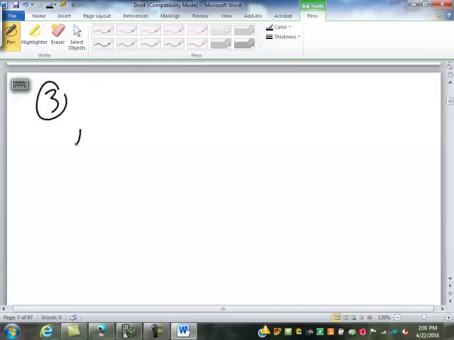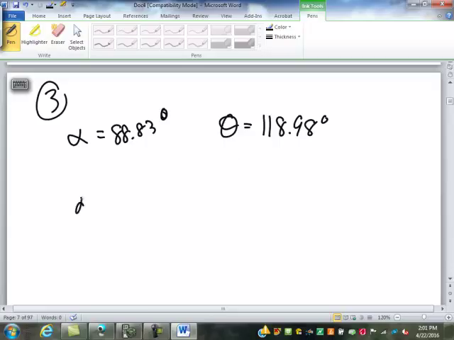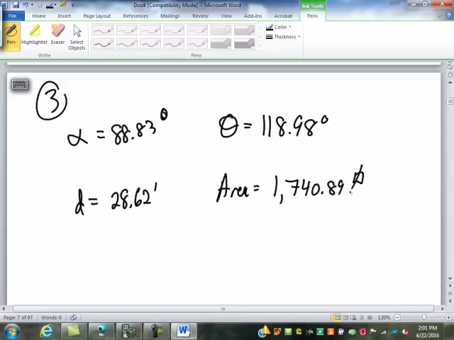Number 3, alpha, 88.83 degrees. Theta, 118.98 degrees. Now this one, the slopes are not the same, so the setback is weird, giving you a ridge length of 28.62 feet. And an area of 1,740.89 square feet.